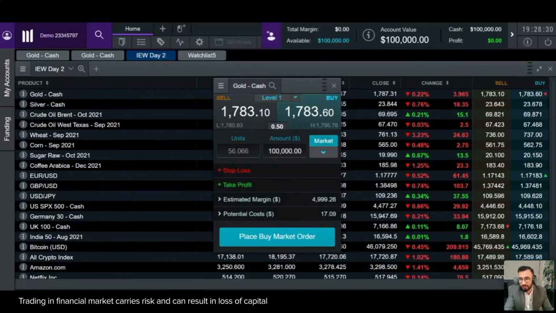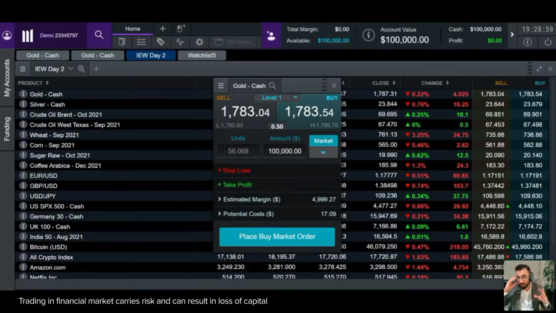56.06. So that is $100,000 worth of gold. 56 units, 5.6 ounces, which means $10,000 worth of gold. 56 ounces. I saw somebody had $120,000 and $107,000 also. 100,000, 56 ounces. Perfect. So you know what I'm talking about, right? To buy $100,000 worth of gold, you have to buy 56 ounces of gold. To buy $10,000 worth of gold, you have to buy 5.6 ounces of gold.